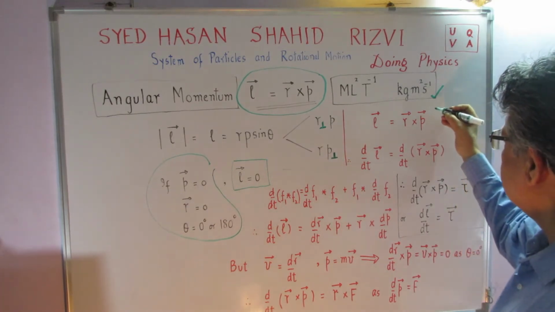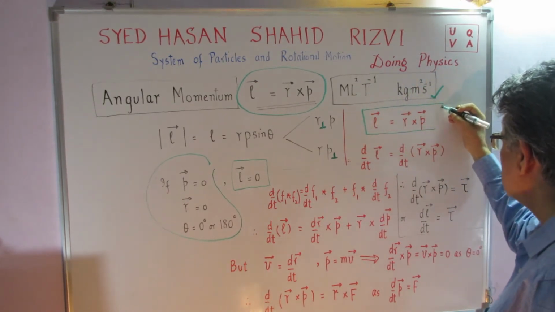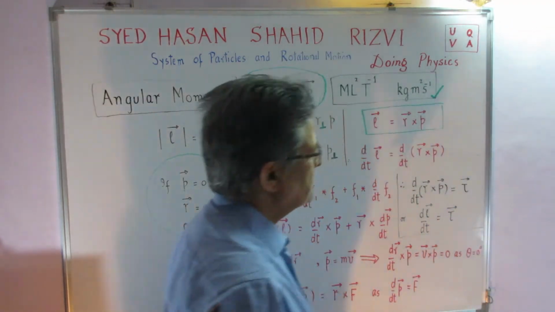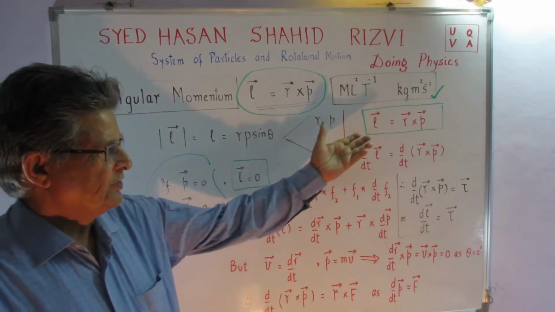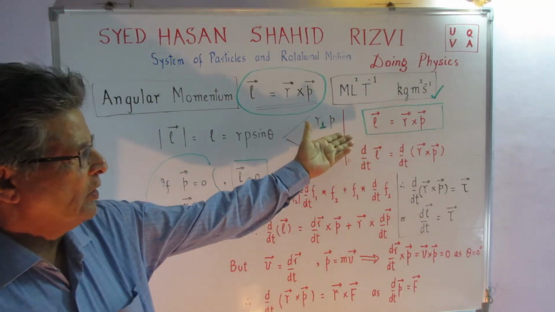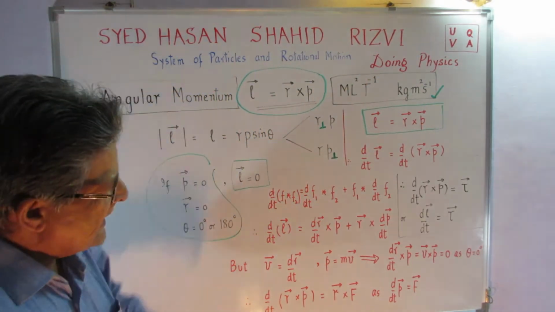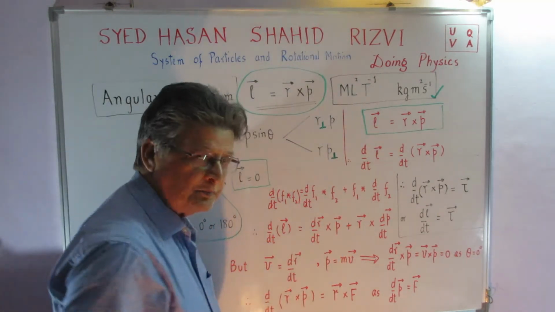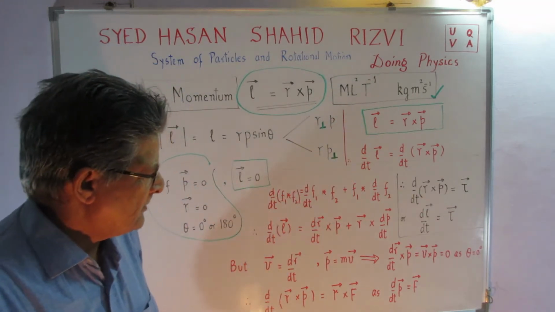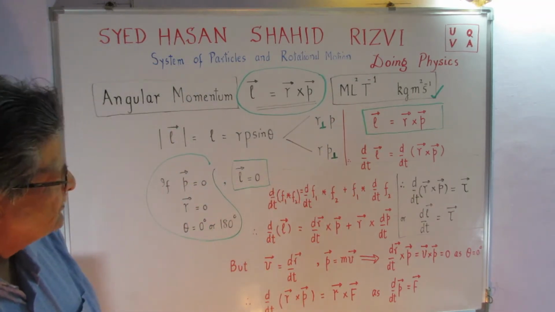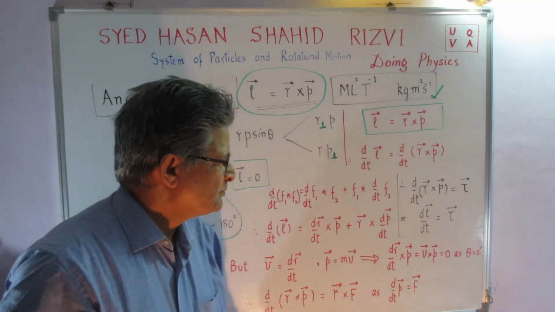Now if I come here and redefine it as L equals R cross P, then of course this is an equation. Whatever operation I do on the left hand side, the same operation I do on the right hand side, and what I am going to do is differentiate it with respect to time. So find the time rate of change of angular momentum, and this will be simply d/dt of R cross P.